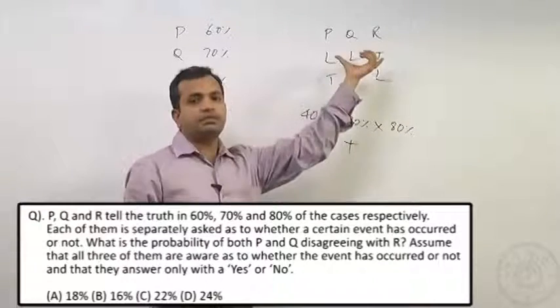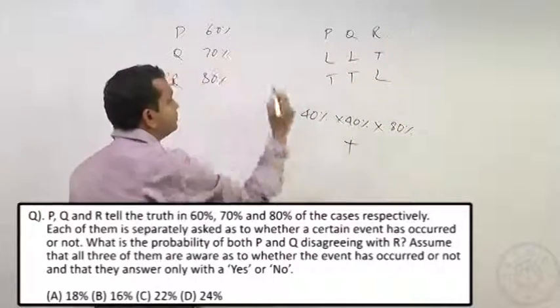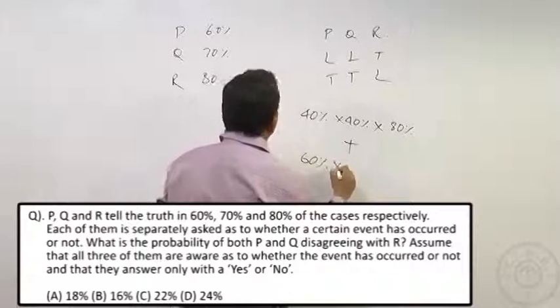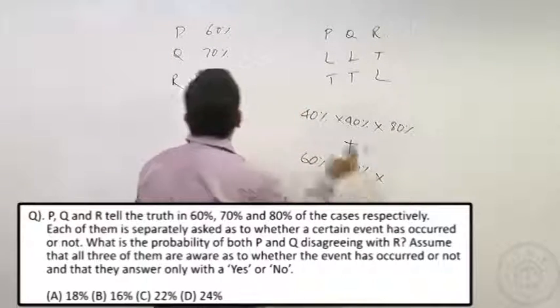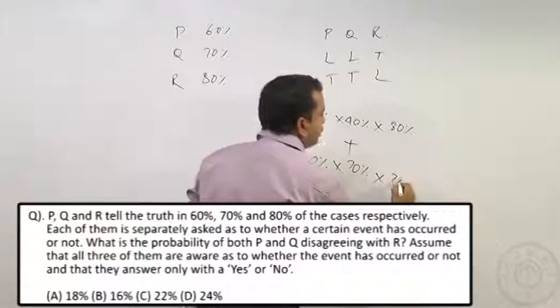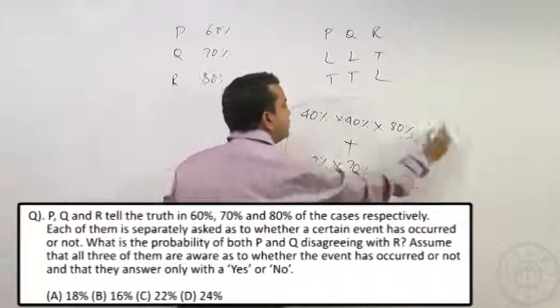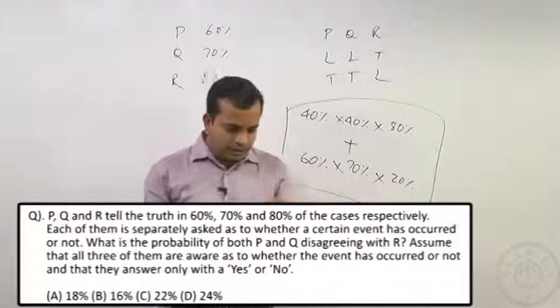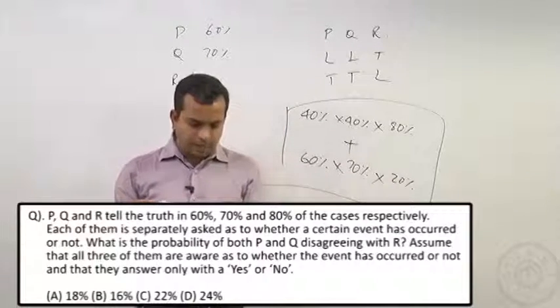Plus, because that is one scenario, the other scenario will be both the first guys telling the truth into 70% into the third guy telling a lie. Adding these up, you can see that you get the answer as 18%.